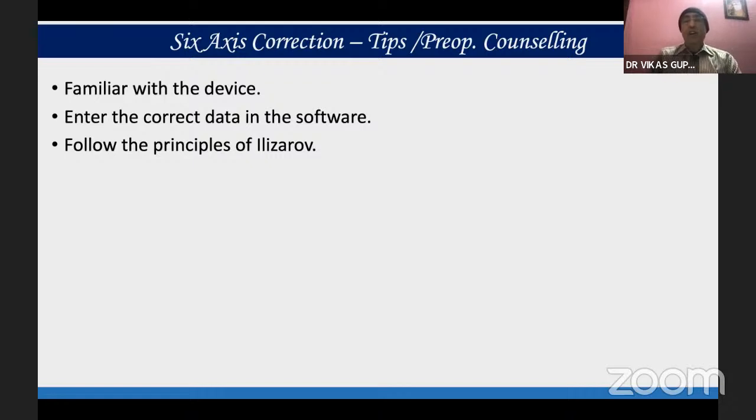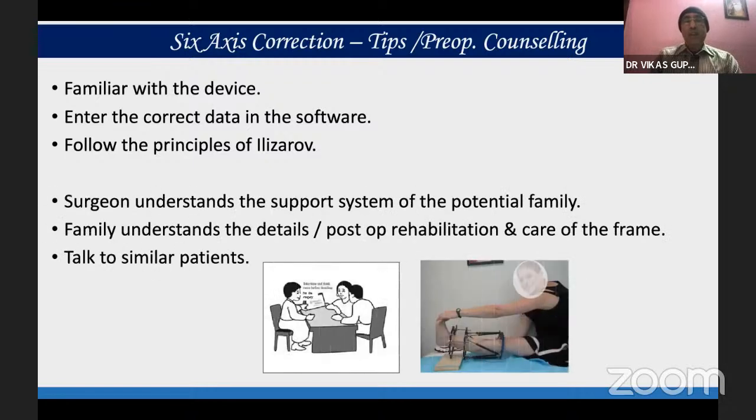So this I'm not going to cover. So the SUV or a hexapod basically helps to give us the parameters. Follow the principles of the Ilizarov and make sure that surgeons understand the support system of the family, because the family must know that they are able to understand the frame and move the struts correctly.